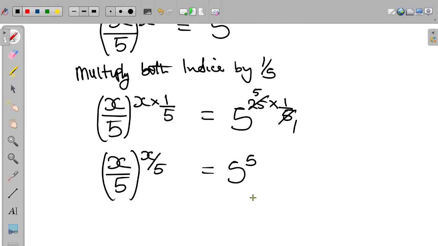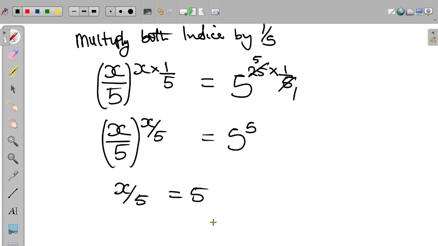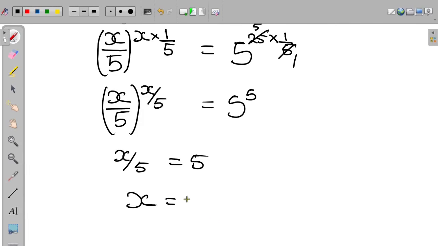Thus, if we compare, we know that x divided by 5 is equal to 5. So we have it that x is equal to 5 times 5. So x is equal to 25.